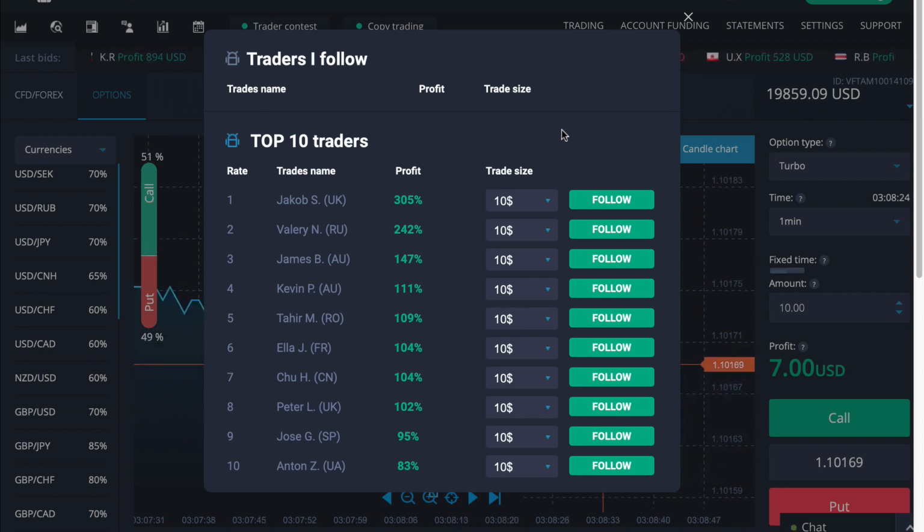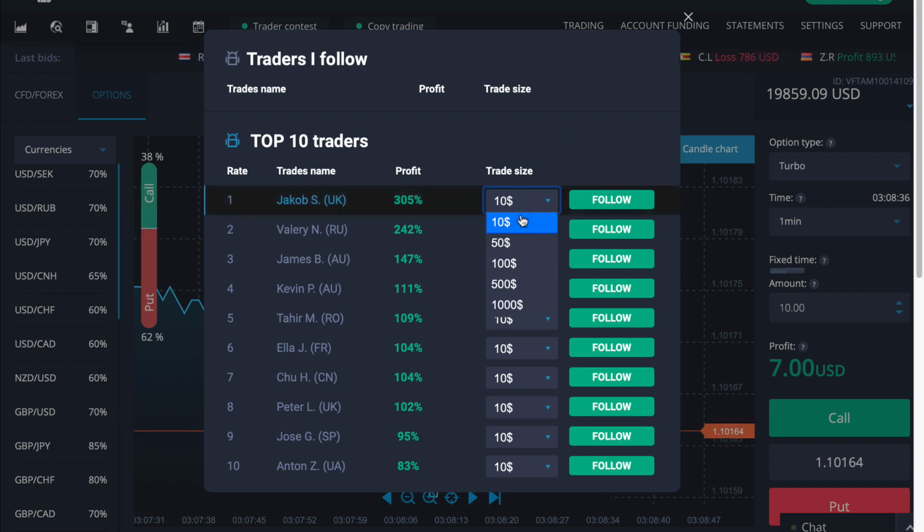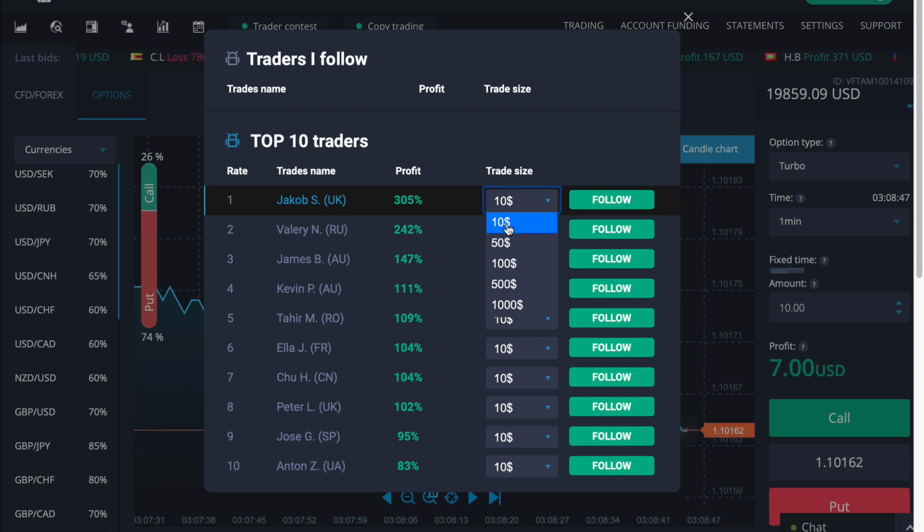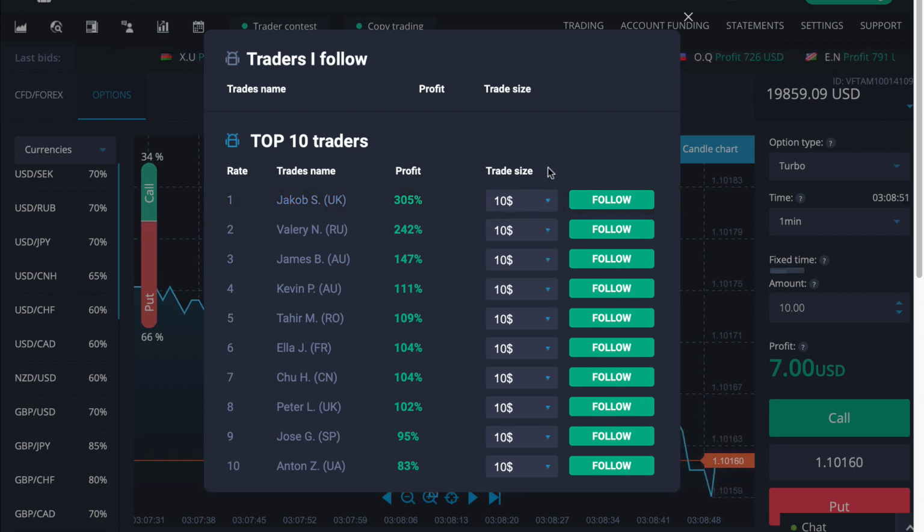So I would suggest, if it was me starting from scratch, maybe put in $1,000, use my code to get that 150% bonus, and that'll take you to $2,500. And then just start out with the $10 and follow a bunch of different traders, see which one makes you the most amount of money, and then stick with them until your balance gets a little bit bigger. As your balance gets bigger, then change your trade size to $50 and then continue to see that grow.